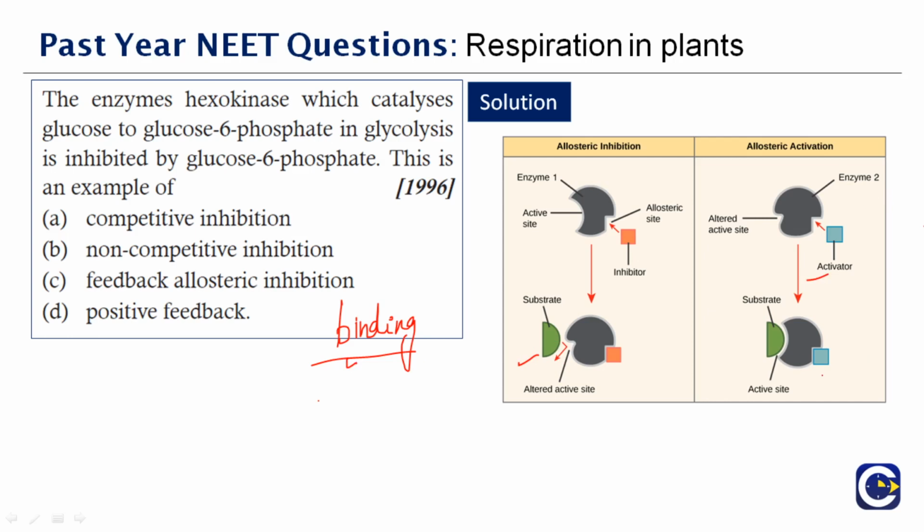Now when it is activation, the substrate will correctly go and bind. See, this is inhibiting the substrate from binding to the active site. Therefore it will change the shape so that it cannot bind. Here if you see, it is correctly in the shape so that it can come and bind. Activation is the right process, what happens in enzyme substrate complex. But here inhibition will prevent the substrate from getting bound to the active site. Therefore the correct answer is option C, feedback allosteric inhibition.